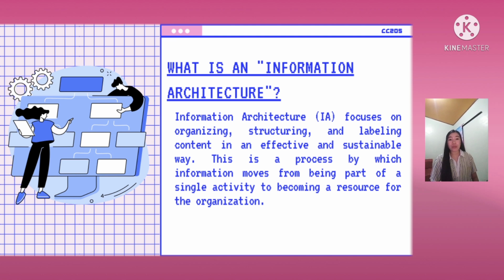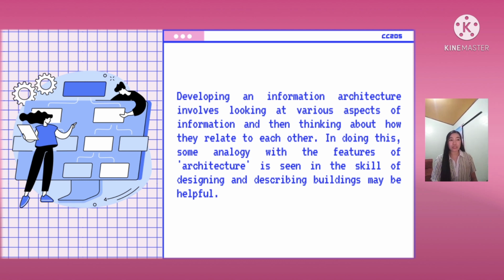What is an information architecture? Information architecture, or IA, focuses on organizing, structuring, and labeling content in an effective and sustainable way. This is a process by which information moves from being part of a single activity to becoming a resource for the organization. Developing an information architecture involves looking at the various aspects of information and then thinking about how they relate to each other. In doing this, some analogy with the features of architecture, seen in the skill of designing and describing buildings, may be helpful.